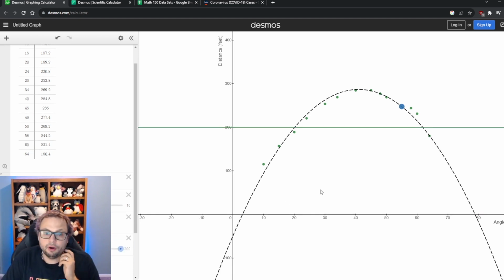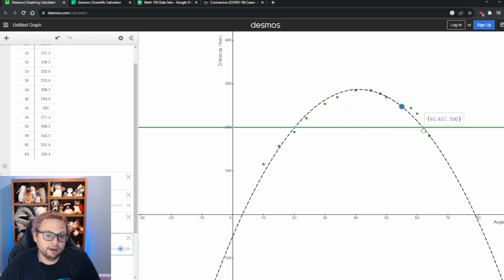And Desmos will draw it in for you. This is where it's hitting 200 feet. And so you'll see there's two different angles that will cause the ball to be hit 200 feet. And there's this one. And if you click on it, it will give you the exact coordinates of the intersection. So the intersection of these two curves here is at 20.143, which is our 20-degree answer. And over here at 61.85, that is our 62-degree answer.